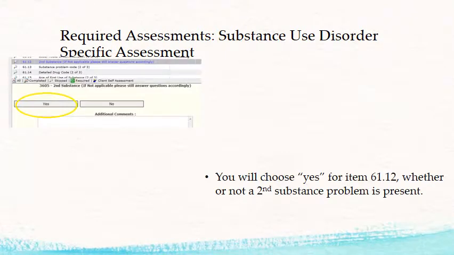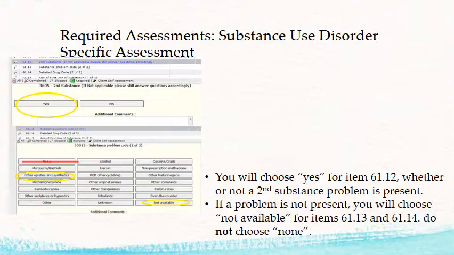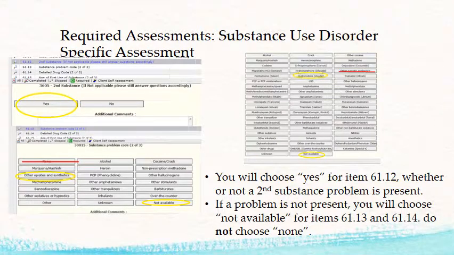So after you've completed all the questions for the first substance, you'll see item 61.12 asking about a second substance. So here it says item 61.12, second substance, yes or no. Where it gets a little bit confusing is if the client does not report a second substance, you will still click yes. Do not click no. And then you'll be asked to answer the remaining questions about specifics about that substance. Never click skip. We're always going to click not available.